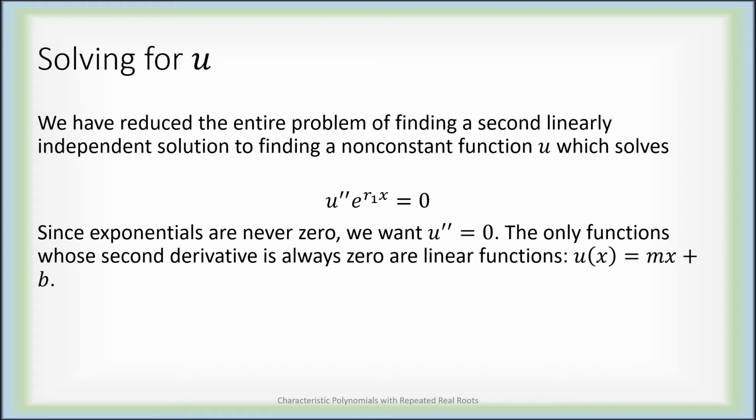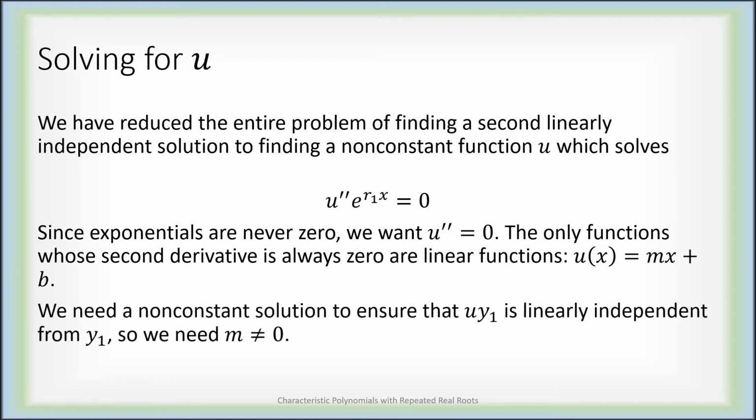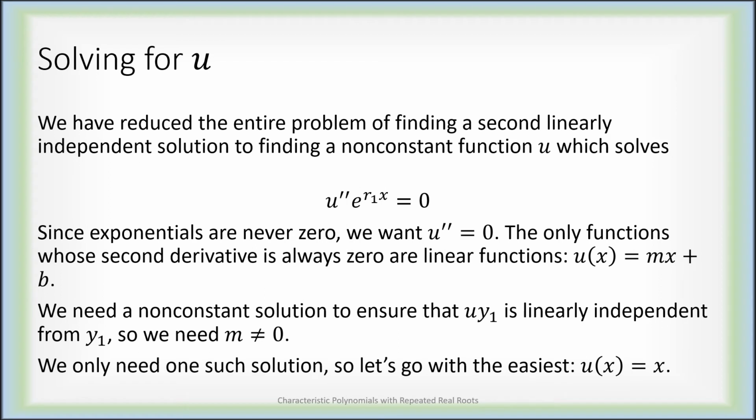How can I possibly find a single non-constant function whose second derivative is zero? We only need to find one. If I can just find a single solution here, then I can set y2 equals u y1, and I'll have found my second solution. As long as u isn't constant, then I'll have a linearly independent second solution. So can you think of a single non-constant function whose second derivative is zero? Well, the only functions whose second derivative is zero are linear functions, u of x equals mx plus b. Since we want it to not be a constant, we need that m to not be zero. And we only need a single solution. So what's the easiest non-constant linear function I can think of? u of x equals x.